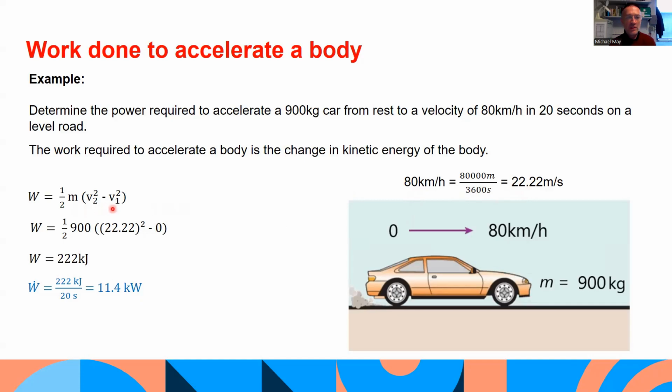And what we want is the change in kinetic energy. So we get a half m, and it's the change in velocity, but the initial velocity is 0. So it's a half m v squared, with v being the final velocity. And we end up with a work of 222 kilojoules. If we divide that by time, we get the work done per unit time, which is the power, and that's 11.4 kilowatts.